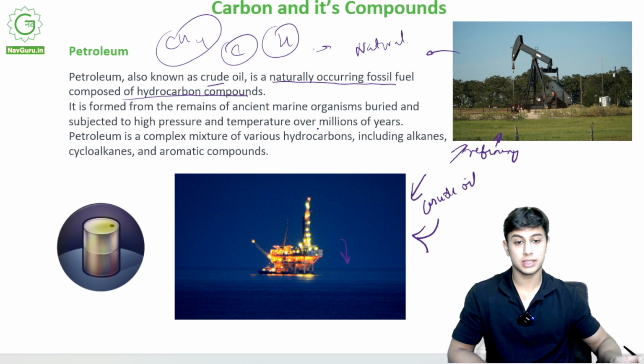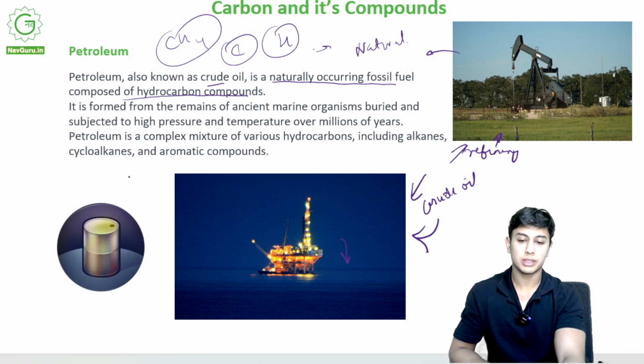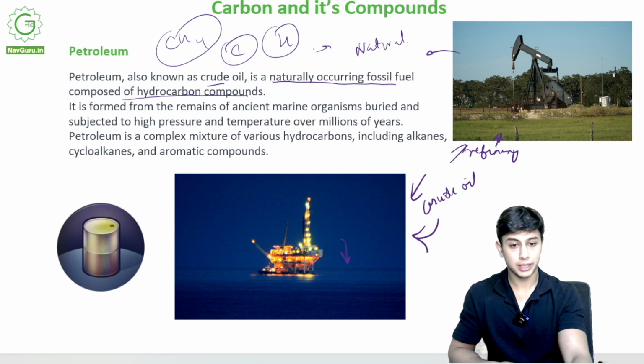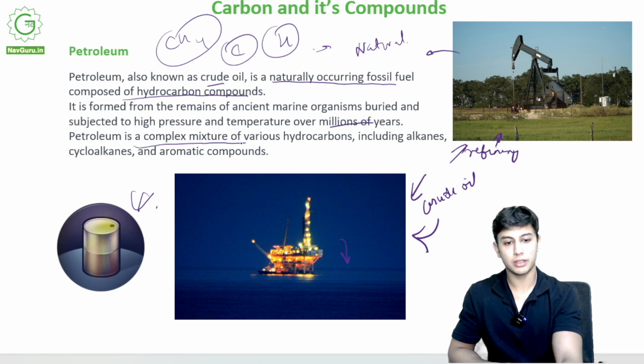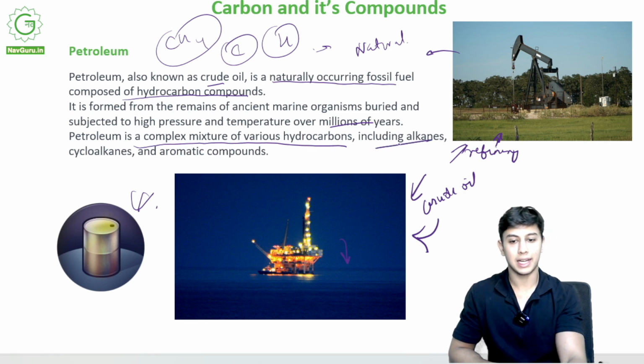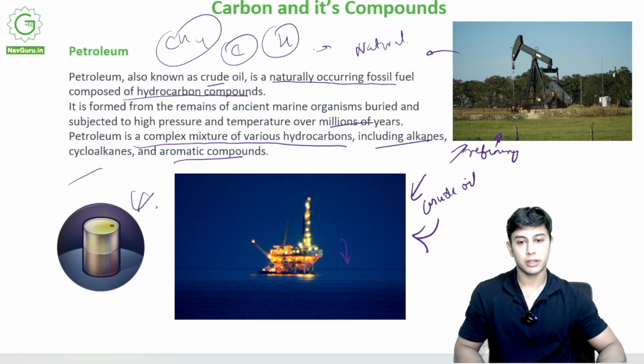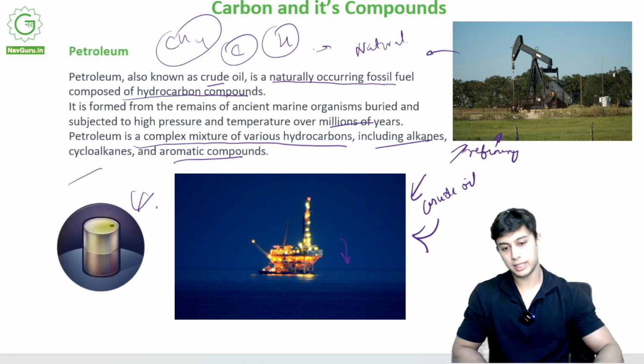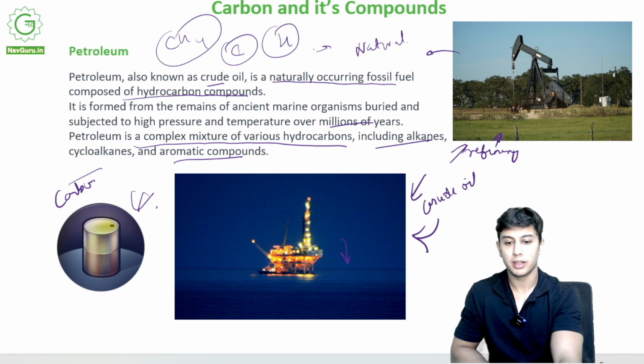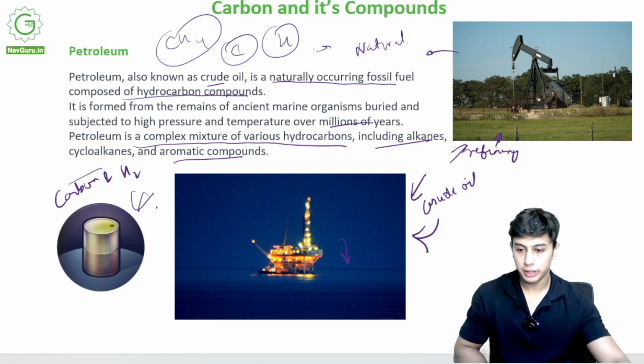So like from the dinosaur ages, they all died, and they went inside the earth. It was covered later on by a lot of land, earthquakes and whatnot, and the earth underwent many processes, and we get this fossil fuel millions of years later. Petroleum is a complex mixture of various hydrocarbons including alkanes, cycloalkanes, aromatic compounds. You need not go into all that, but petroleum has a lot of compounds in it, and majorly it's carbon and H2.